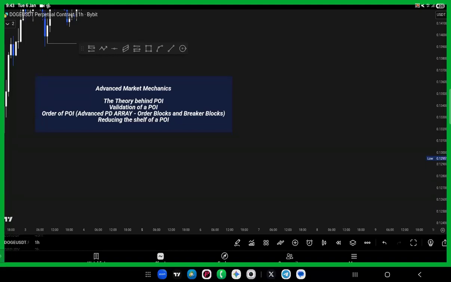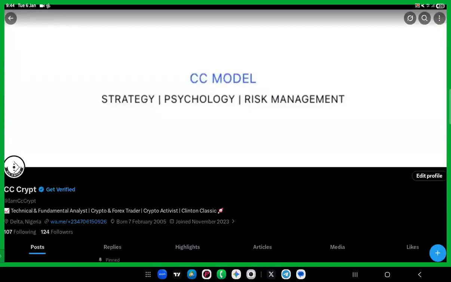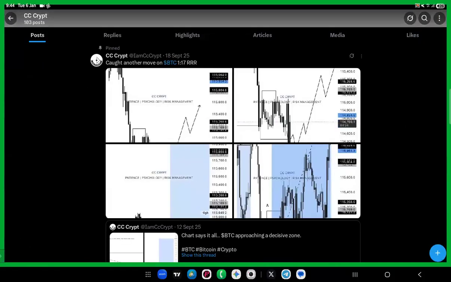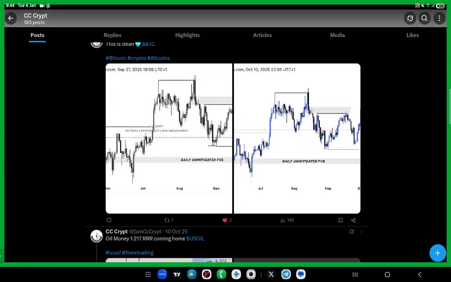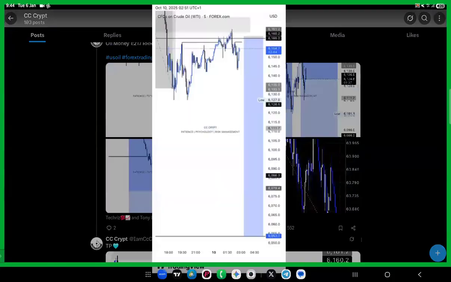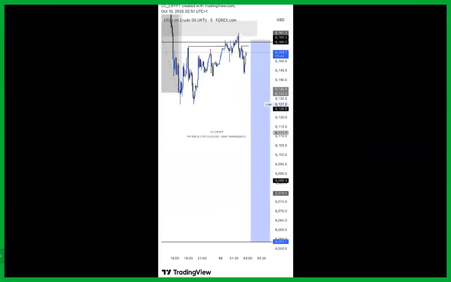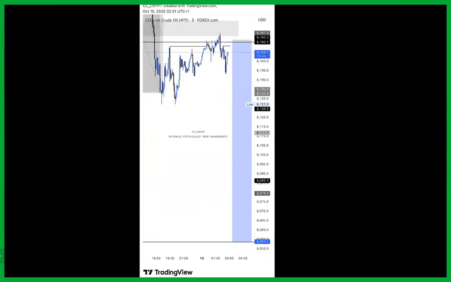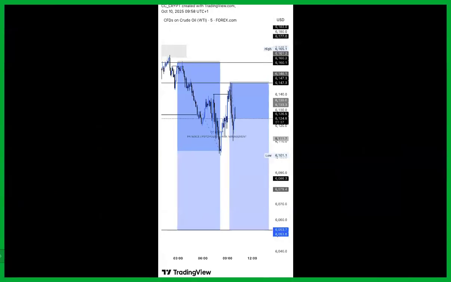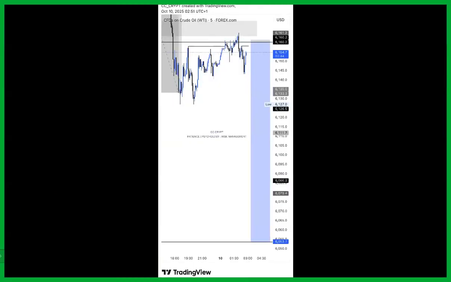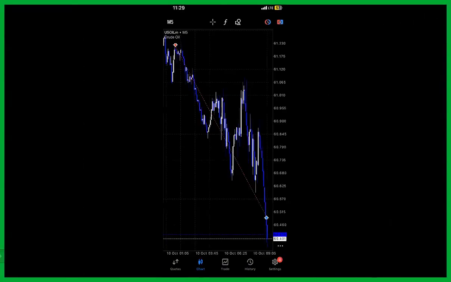Take for instance, if you check my X now, you see a trade that I caught. I think here it is. Like this trade, this was a one ratio. This first one was 1:97. The second one was 1:100 and something. Together it was 1:217 for just this particular trade. And both of them smashed TP.